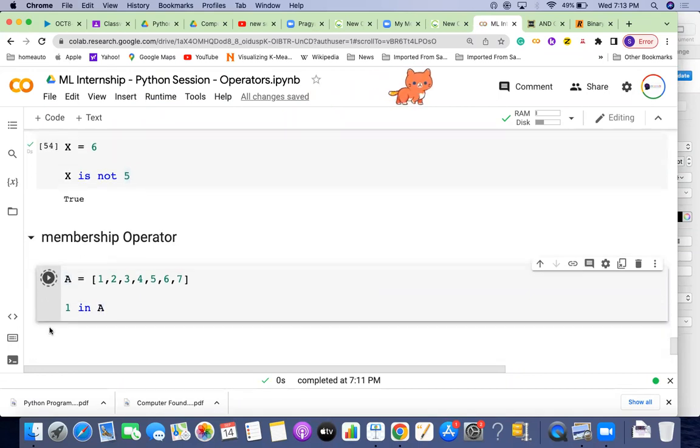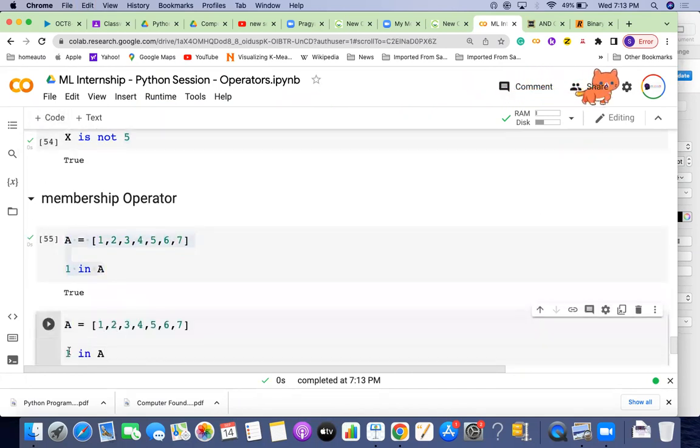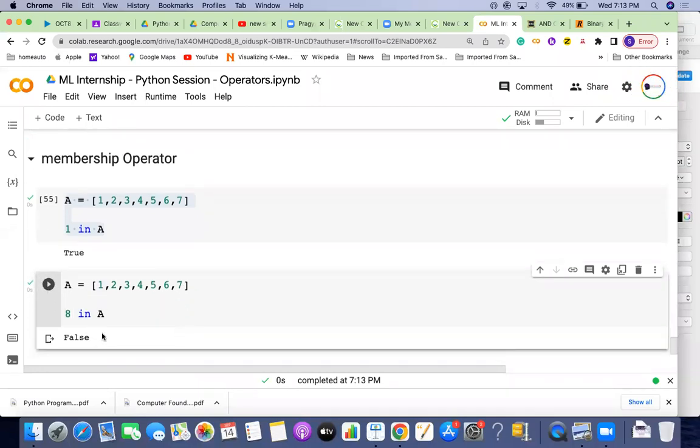If it is there, it will give true. So it is there. Let me do the same thing. 8 is not there, correct? So if I check 8, it will say that it is not there in the list, so it gives false. So the membership operator checks whether this person is there in that group or not. To check, use in, not in. Fine. Is it understood?